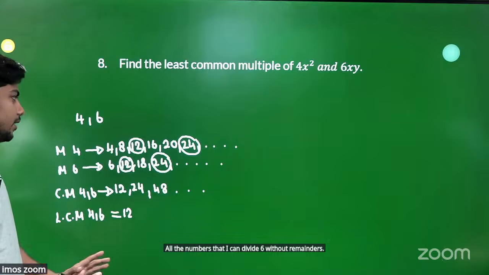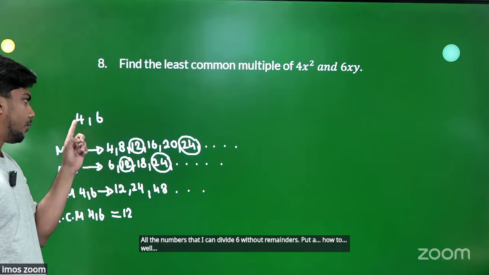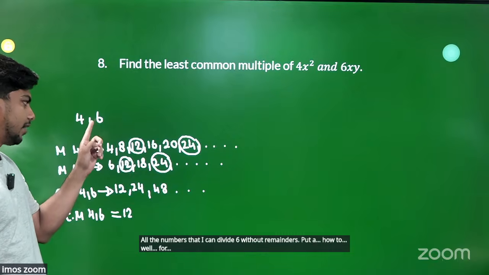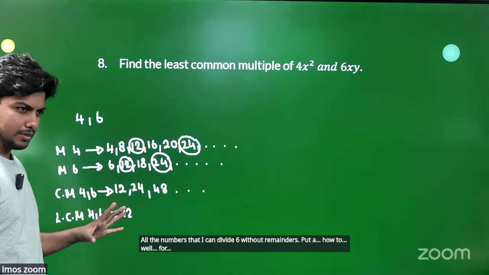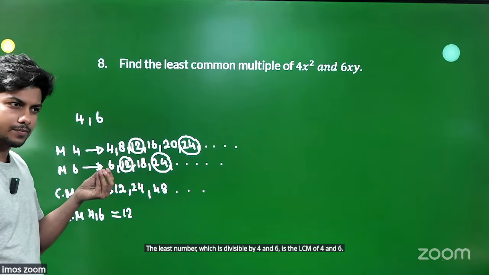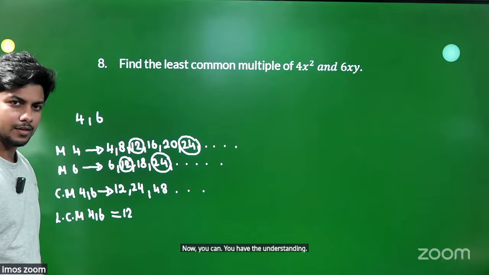Okay, son, check this. The smallest number that is divisible by both 4 and 6 is the LCM. The least number which is divisible by 4 and 6 is the LCM of 4 and 6. And now you have the understanding of what we mean by the LCM.